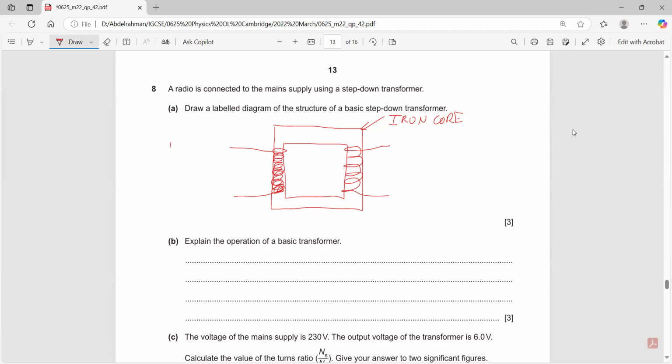This is the primary coil made out of copper, okay? Primary coil which is made out of copper. And this is the secondary coil, which is made out of also copper. You have the primary and you have the secondary coil, which are both made out of copper.